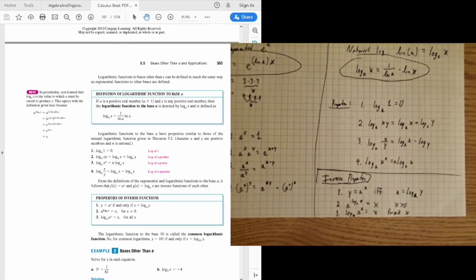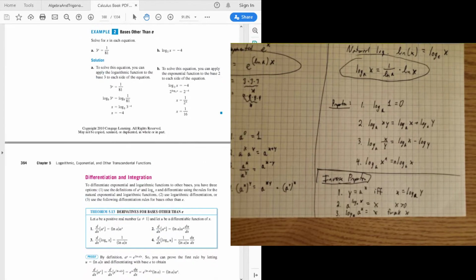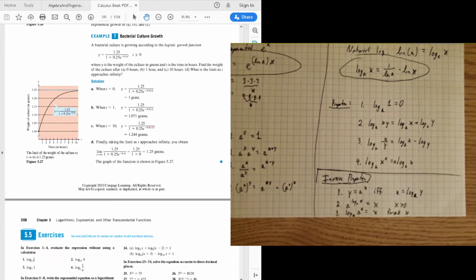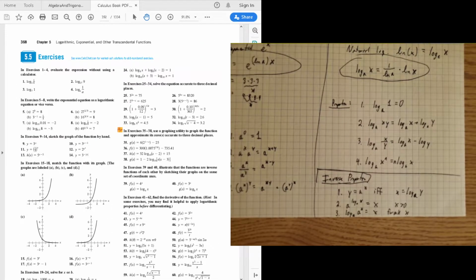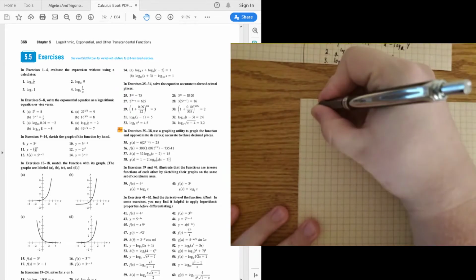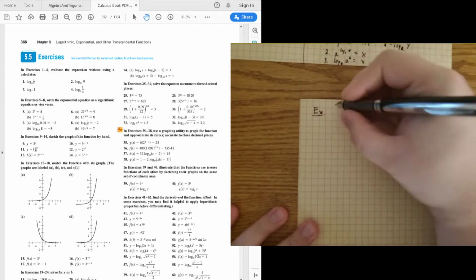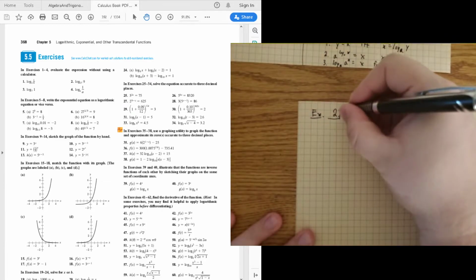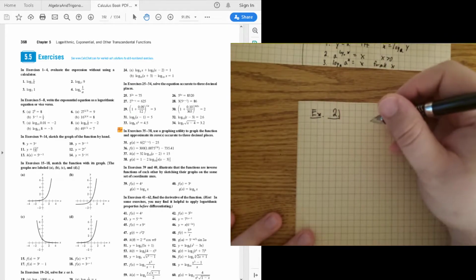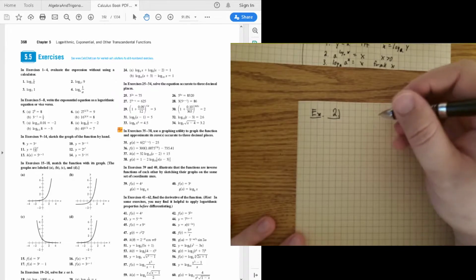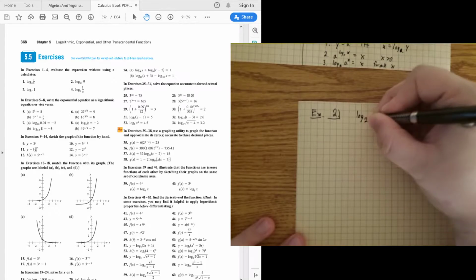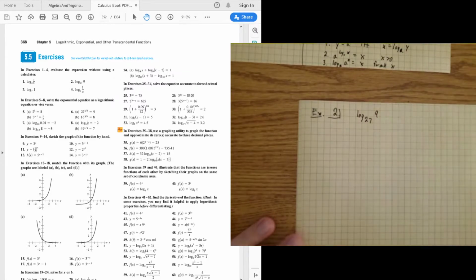Let's look at some homework problems. Try to see how all these pieces fit together. And I'm going to start with number 2. Okay. So for my first example, the function says evaluate the expression without using a calculator. It says log base 27 of 9.